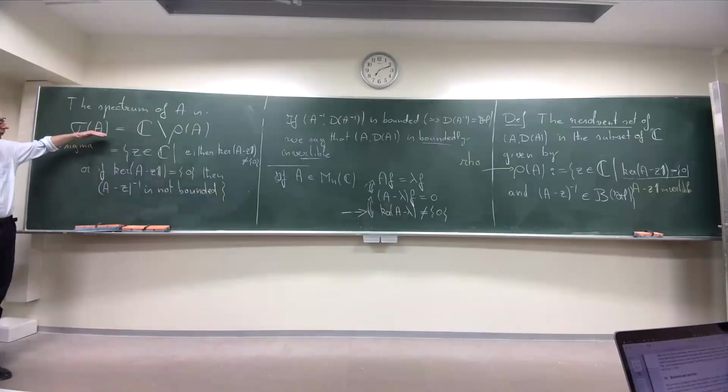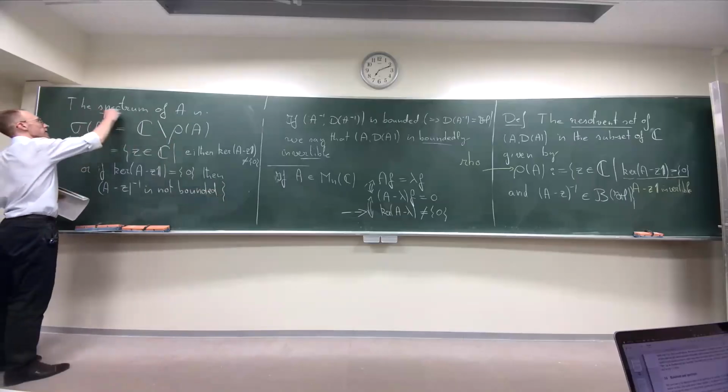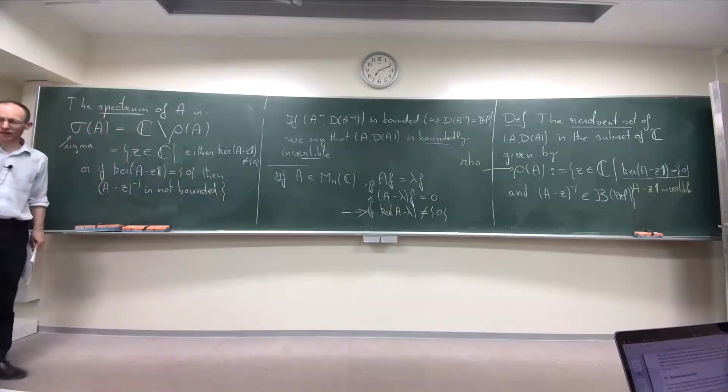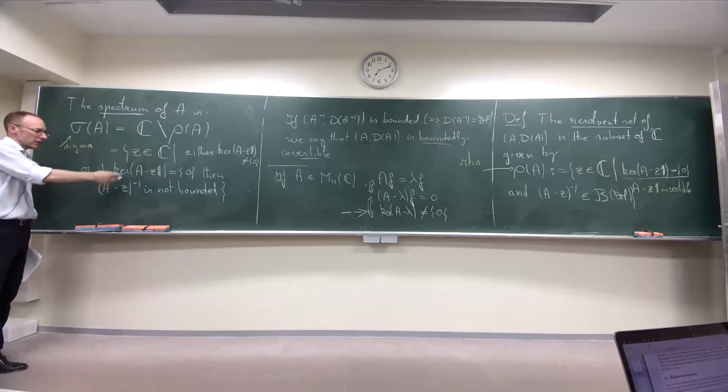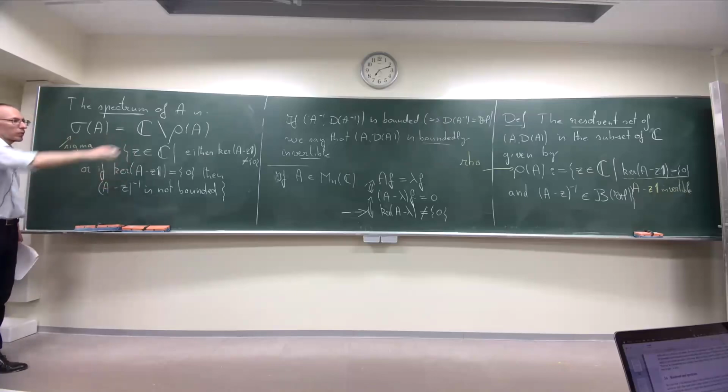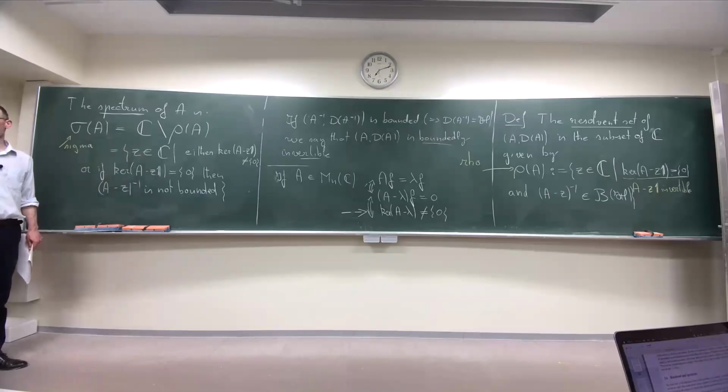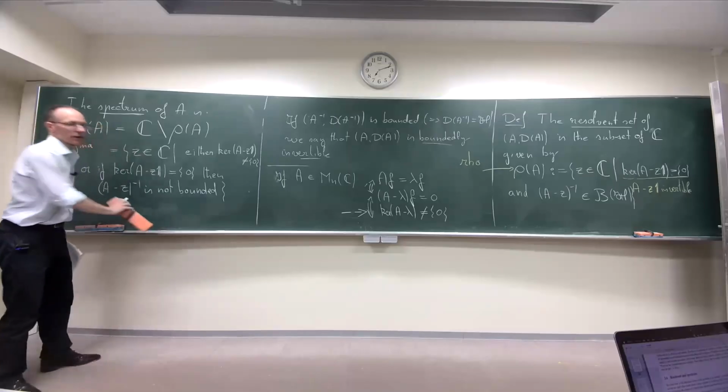So a point in the spectrum, and this is really the important notion. I will show you that this is a natural generalization of eigenvalues. It's the set of Z such that either this operator is not invertible, or if it is invertible, its inverse is not bounded. How is it different from the matrix?